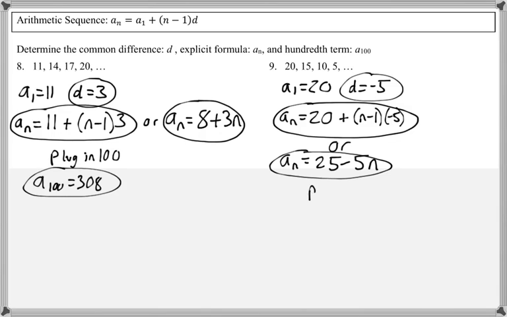And then you want to plug in 100 for n, and that will get you the 100th term, and that will be negative 475.